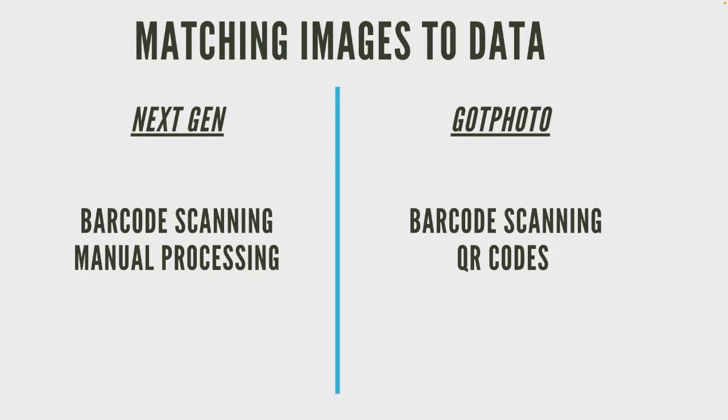If you're already a GotPhoto customer, they have barcode scanning on their side as well, and probably more popular are their QR codes. Again, both of those work perfectly here. We just really need to have a roster full of athlete or subject information and parent contact information, and then be able to assign those images to that data. Whether you're doing it on the next-gen side or doing that matching on the GotPhoto side, this will work either way.